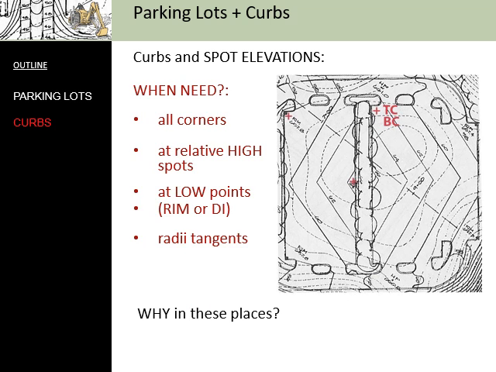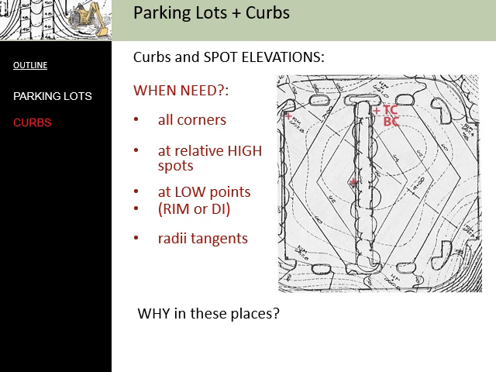We have to include spot elevations for curbs at all critical locations in a parking lot. And there are a few that we're going to list right here. First off, all corners. Whether it's an inside corner or an outside corner, we must give the top of curb and the bottom of the curb. All relative high points. So in the center of this drawing, you can see a spot elevation. That is a high point where the slope is changing in one direction to another direction.